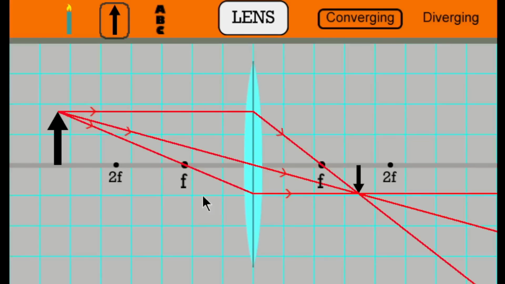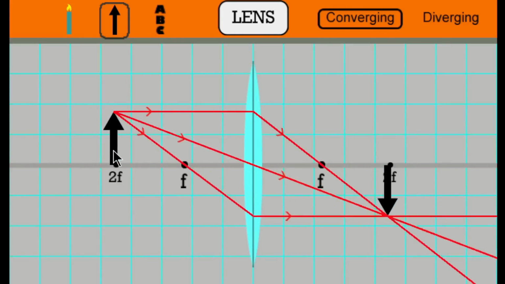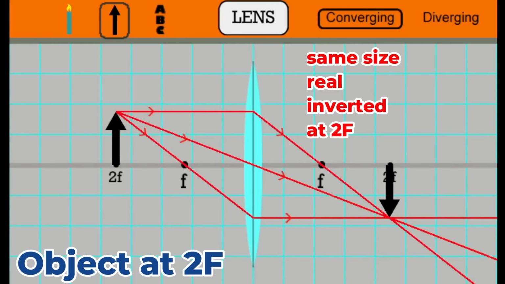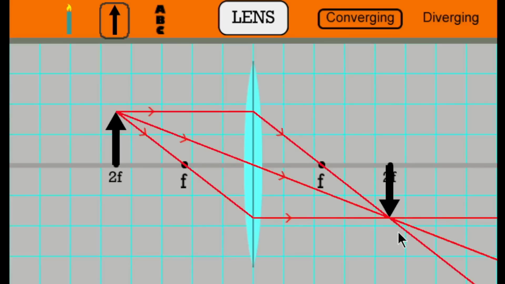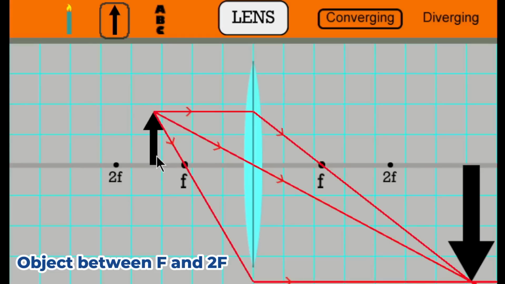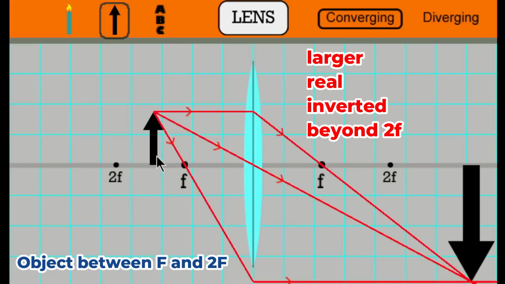Okay? Paano naman pag nilapit natin, nilagay natin si object sa 2F? You will see that the image will also be formed at 2F. It will have the same size as your object, but it will be inverted. Dahil nasa kanan siya at nasa kaliwa si object, the image is real. If you place the object in between F and 2F, your image will be formed beyond 2F. It will be inverted, larger, and real.